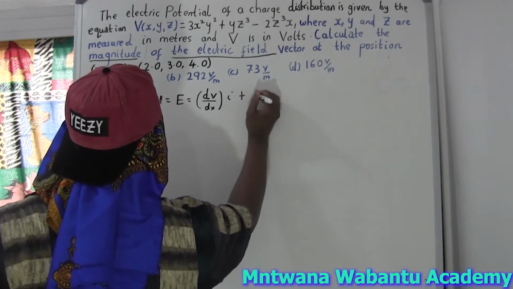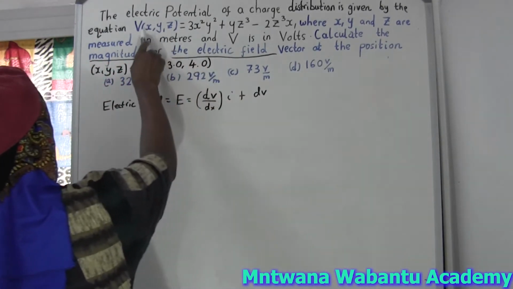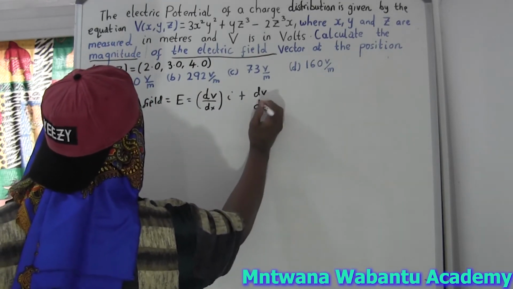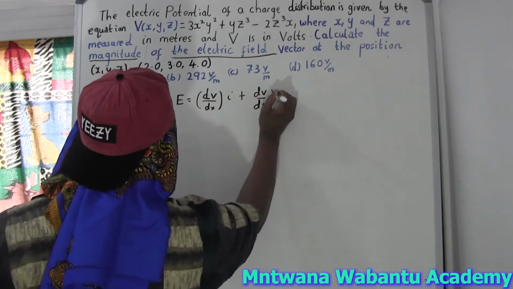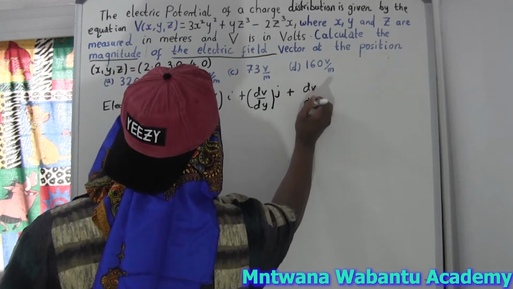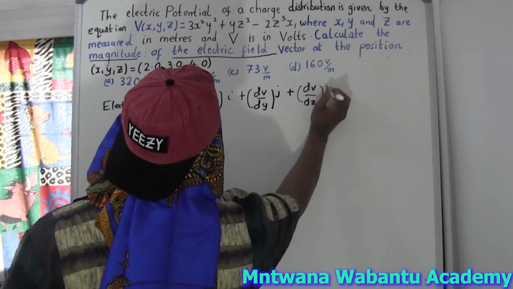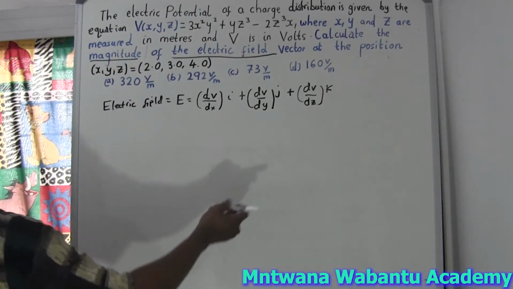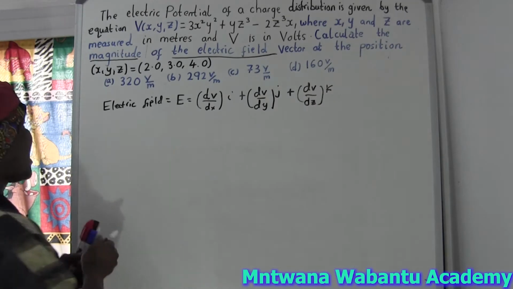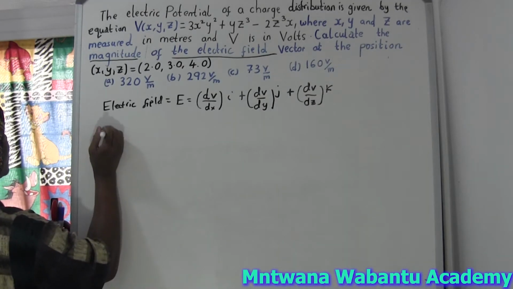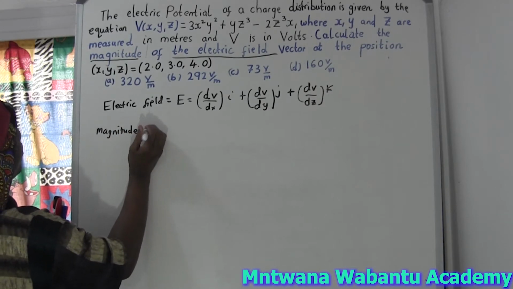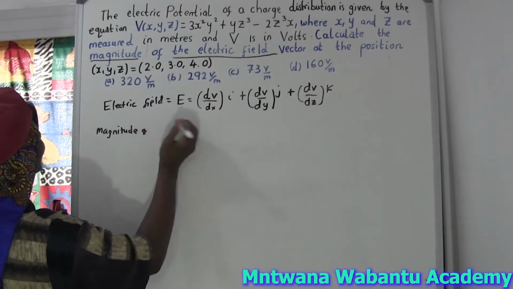And then plus, you differentiate V with respect to y now. It was x, now with y, and they say that's j. And then for the last one, it's dV/dz, and this is going to be k. So when you find that, it's going to be easy for us to get the magnitude. To get the magnitude of this electric field, this is how we get it.